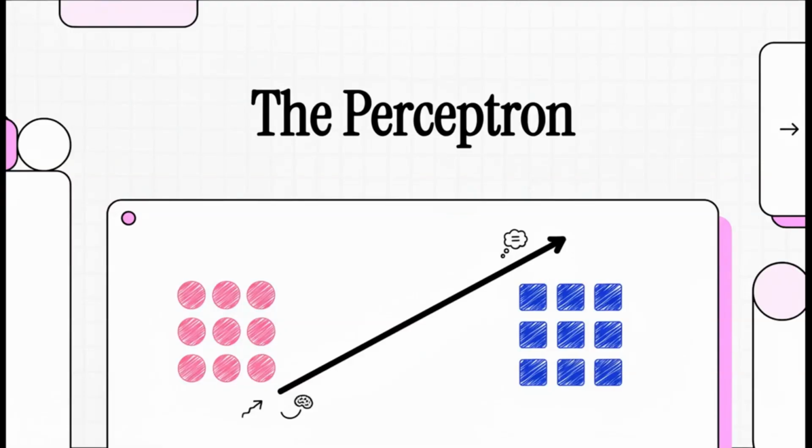Have you ever wondered how a machine actually thinks? Well, today we're going to rewind the clock, go all the way back to the very beginning of artificial intelligence, and meet the original digital brain cell.